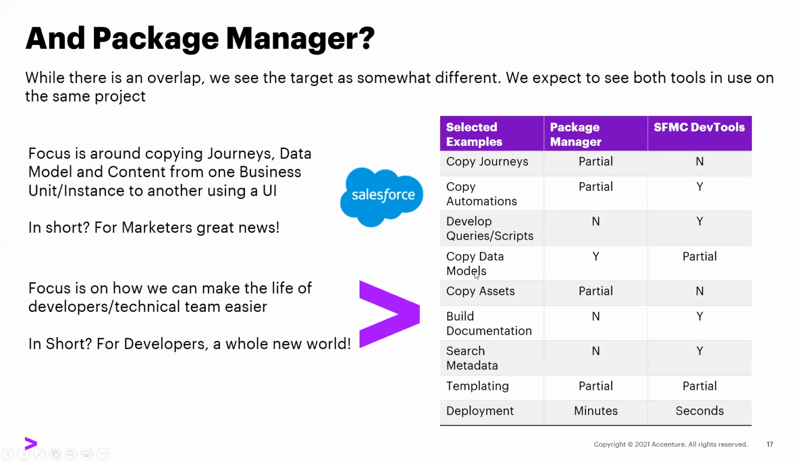Now, this is a quick example of some of the comparisons. For example, we don't support journeys. There's partial support for journeys in Package Manager. We support automations, pretty much exclusively everything. There are a couple of things we don't support, but they're more exotic variations. Automations with Package Manager are still quite limited. Same thing with develop scripts and queries. You can write SSJS in MCDEV Tools in VS Code and deploy those directly from VS Code. That's not something you're going to do in Package Manager.